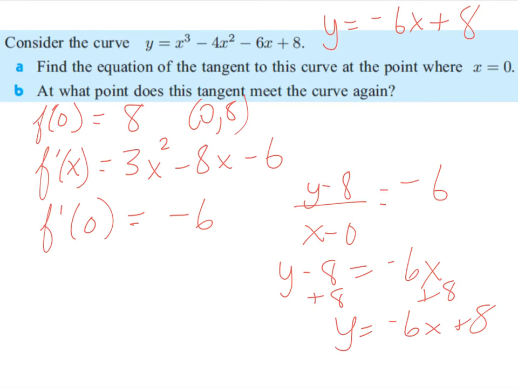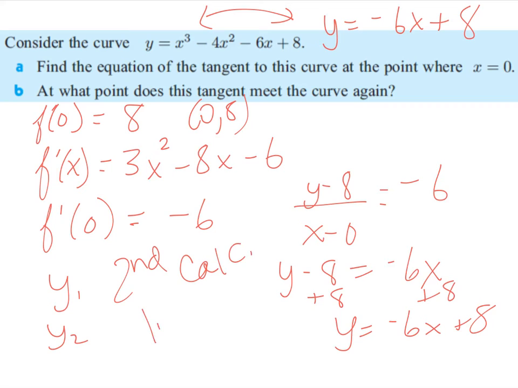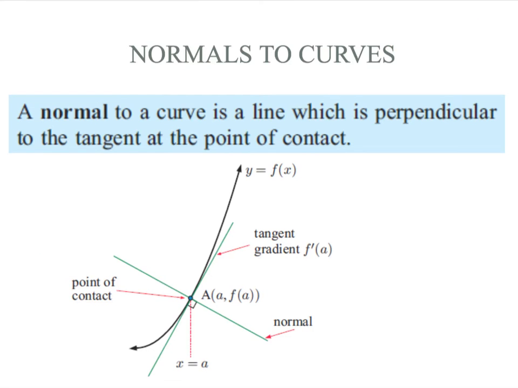And then it asks us, at what point does this tangent meet the curve again? So what we are actually going to do is plot these two graphs, one in y1, one in y2, graph them, and then go to second calculate and calculate the intersection. We just calculate where those two things meet, and it'll be at 2 points where they meet, where it forms the tangent, and then it will cross it again. And we want to calculate that value. And you should know how to calculate the intersection using your calculator.